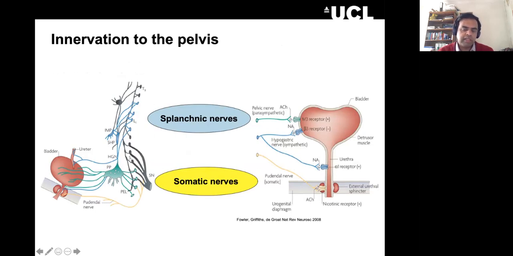And as a neurologist, we need to think about symptoms and signs that are related to both sets of innervation, which is rather complex because as a neurologist, we're more comfortable with an assessment of the somatic innervation. And here we need to think about the splanchnic as well.